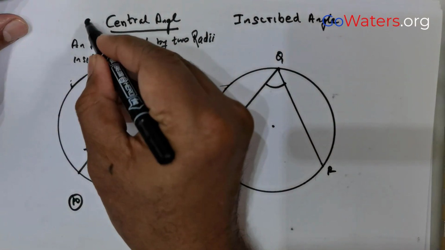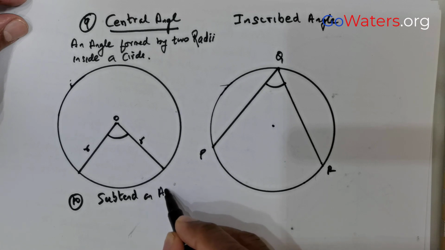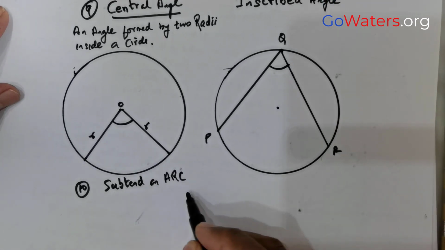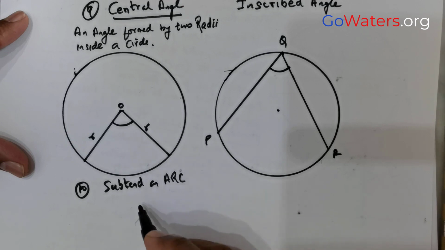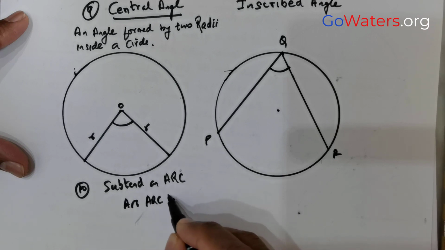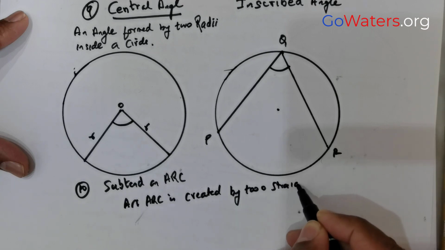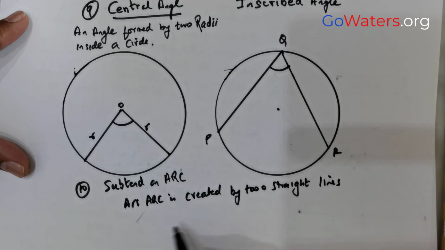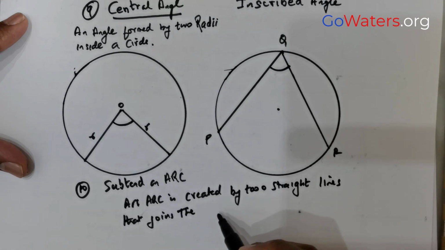Now let's move on to point number 10. Now this is 9 and this is 10. So in this you will have to understand the meaning of subtend and arc, right? So when exactly will you come across this term? What exactly is the meaning of to subtend an arc? It is nothing but an arc is created by two straight lines that join, or you can use the word touch, I think I will just stay with join, the end points of the arc.